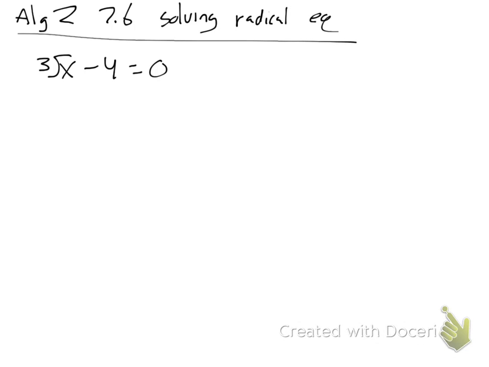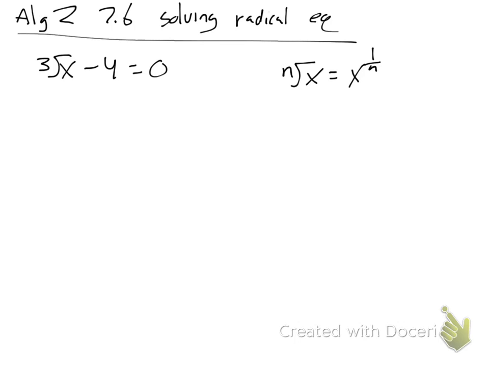Algebra 2, 7.6, we're going to solve radical equations. So what we have here is a couple examples of radicals. Basically the square root things, square roots, cubed roots, fourth roots, and so on. The biggest thing you need to realize is that if you remember that the nth root of x is the same thing as x to the 1 over n power, right?